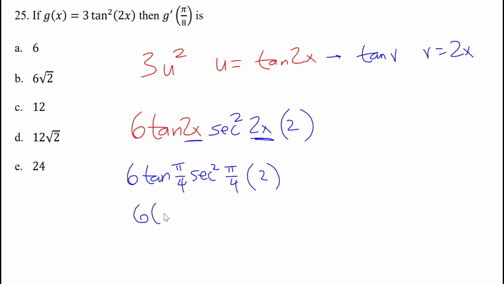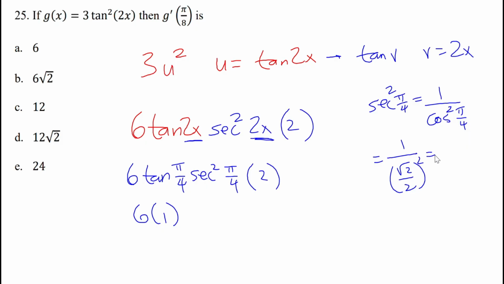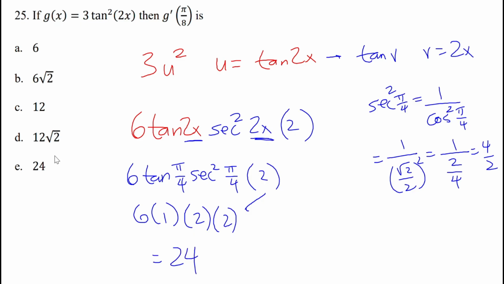Now the tangent of pi over 4 is 1, and then the secant of pi over 4, right, we did that a couple of minutes ago, or we were looking actually for the secant squared of pi over 4. Right? And so just to remind ourselves, secant squared of pi over 4 is 1 over cosine squared of pi over 4, which is 1 over root 2 over 2 squared, which would be 1 over 2 over 4, which would be 4 over 2, which is, of course, 2. And then we'll multiply by this last 2. So we have 6 times 1 times 2 times 2, which ought to be choice E, 24.